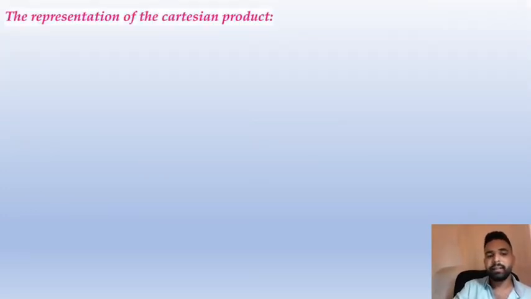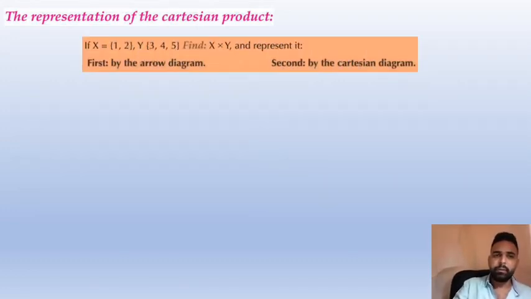Now we'll study how to represent the Cartesian product. We have two methods to represent the Cartesian product. The first method is called the arrow diagram, and the second method is called the Cartesian diagram. For example, if we have set x equal to {1, 2}, and set y equal to {3, 4, 5}, find x product y and represent it by arrow diagram, then by Cartesian diagram.